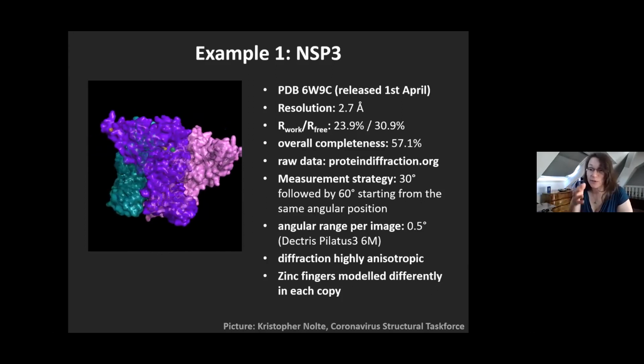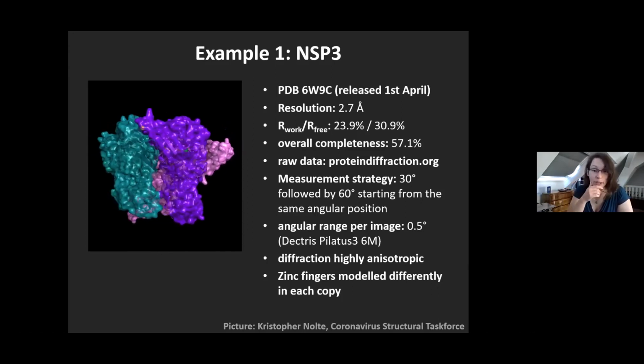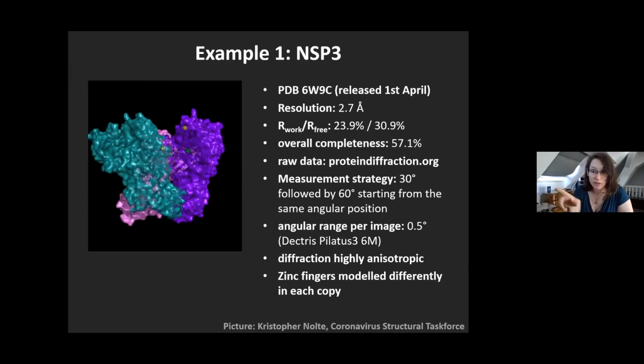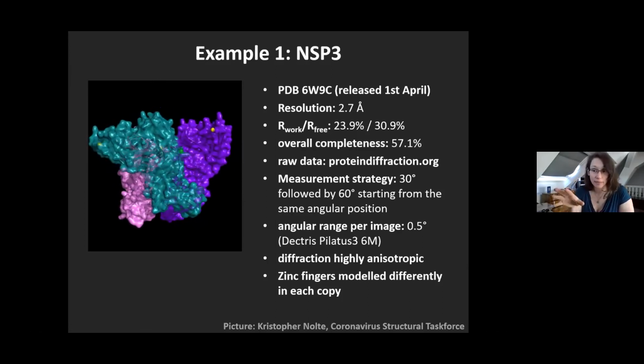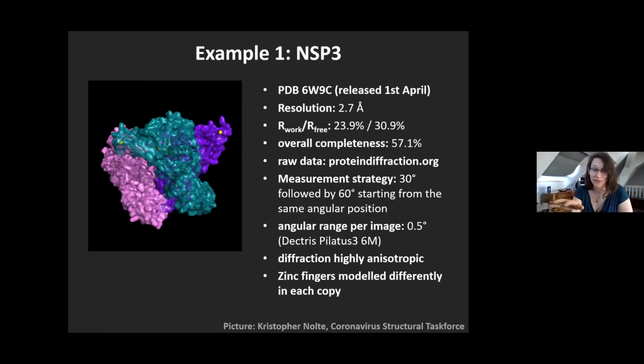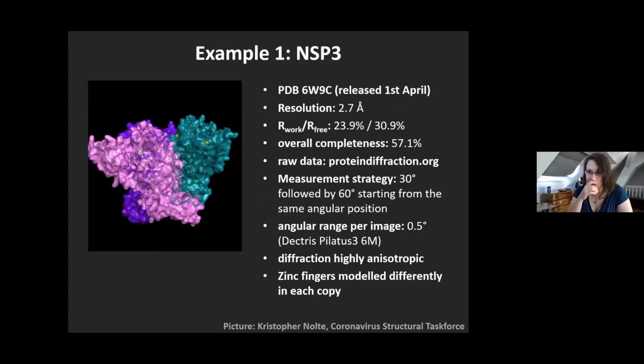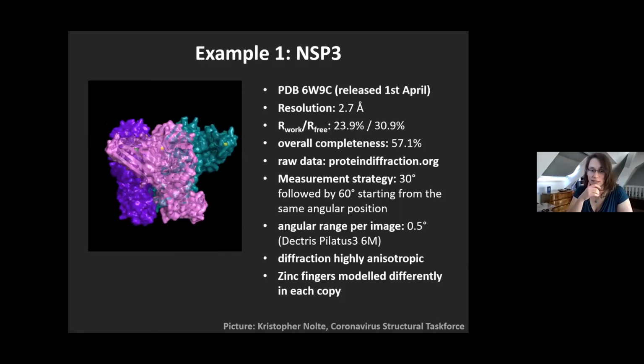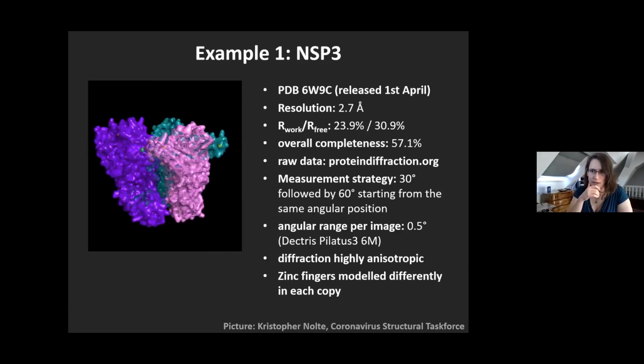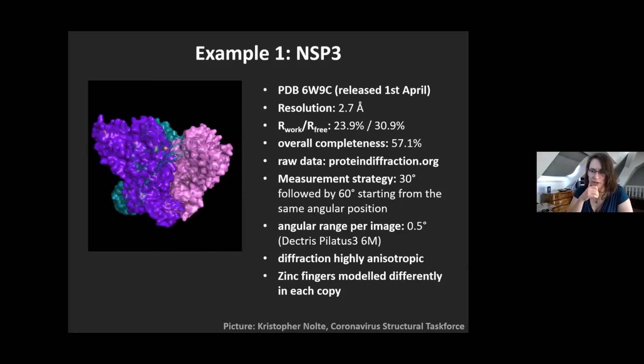Luckily, this was from a structural genomics group. So the raw data were deposited in proteindiffraction.org, which doesn't happen very often. So we had raw images. And we looked at them and we found out they did a 30-degree measurement, followed by 60 degrees starting from the same angular position, which is a very curious strategy.